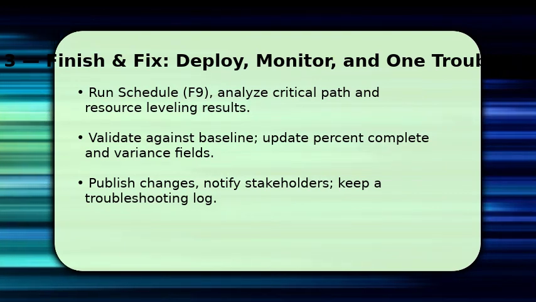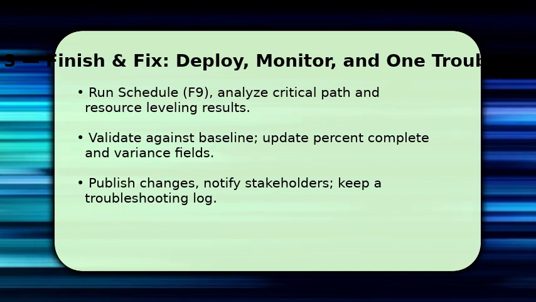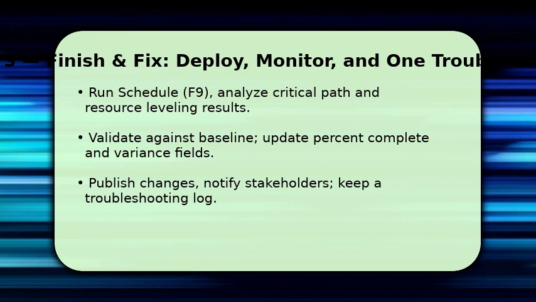Once scheduled, perform resource leveling if needed, and review the new critical path to confirm logic. After validation, update %complete and variance fields, save a new baseline if changes are approved, and publish the updated schedule to stakeholders. If dates look wrong, check for constraints or wrong relationship types first. That's the most common problem. Keep a short troubleshooting log for follow-up.